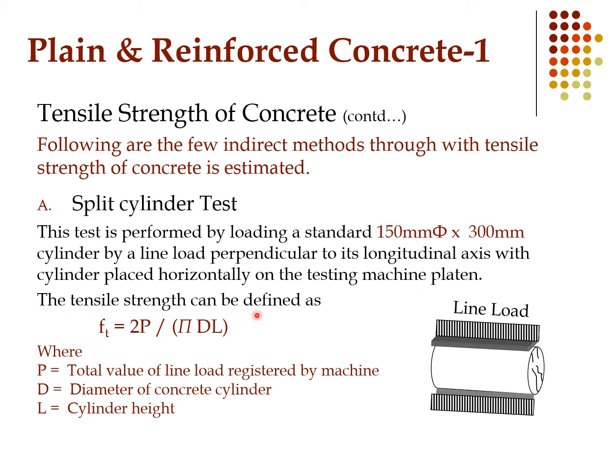The tensile strength, Ft, equals 2P divided by pi D L. P is the total value of line load noted by the machine. D is the diameter of the concrete cylinder and L is the cylinder height or length.